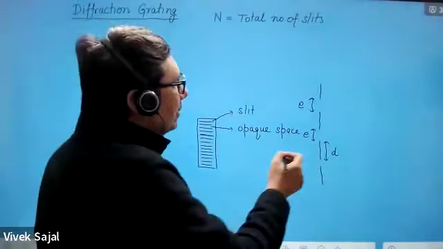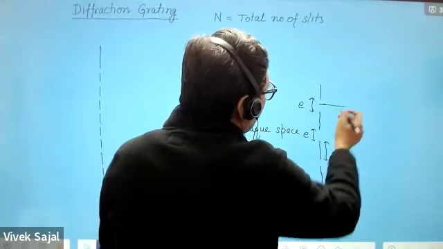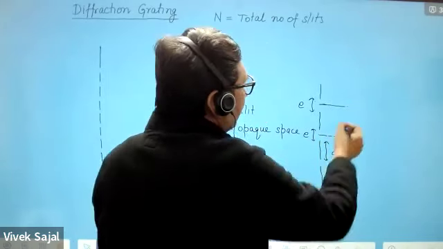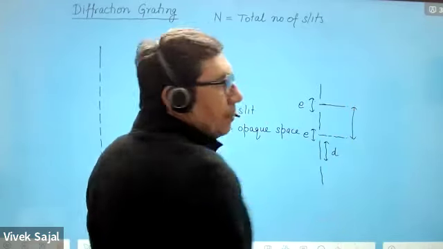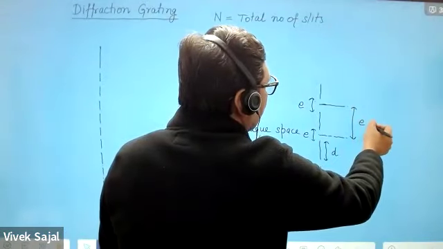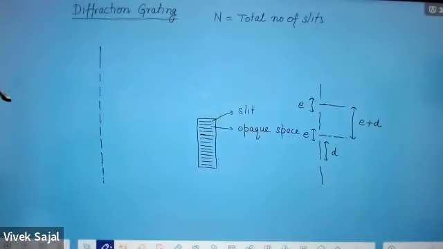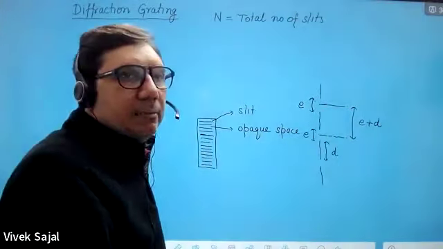So what will be the center to center separation? The center of one slit will start from here, and for the next successive slit, it will be like this. So this separation, as in the case of the double slit experiment, will be e plus d. Separation between two nearby slits is e plus d.